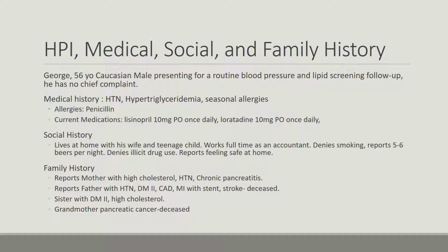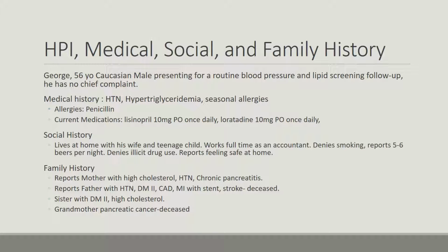We have a 56-year-old Caucasian male presenting for a routine blood pressure and lipid screening follow-up. He has no chief complaint. He has a medical history of hypertension, hypertriglyceridemia, and seasonal allergies. He has a drug allergy to penicillin, which caused a rash. His current medications are lisinopril 10 milligrams PO once daily, loratadine 10 milligrams PO once daily, and he was previously on Trilipix, which is a fenofibrate, and he stopped taking that due to cost.